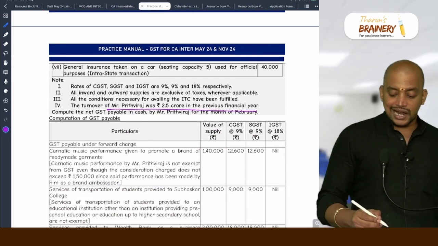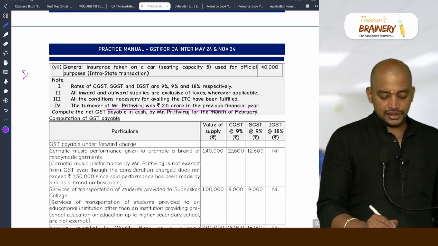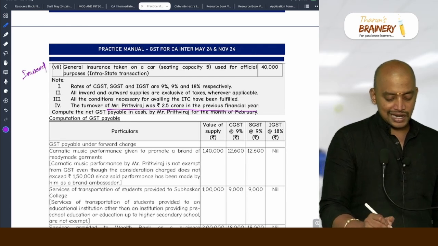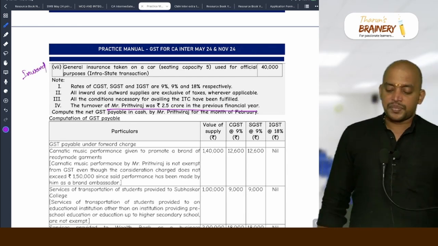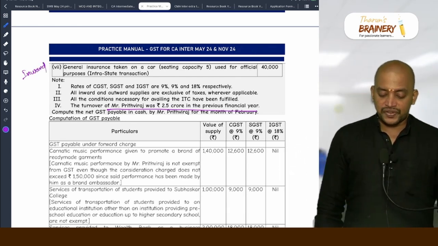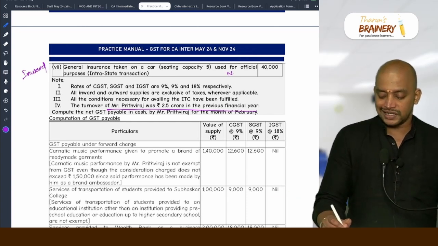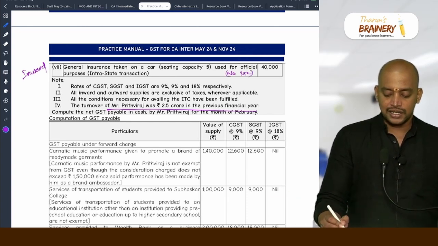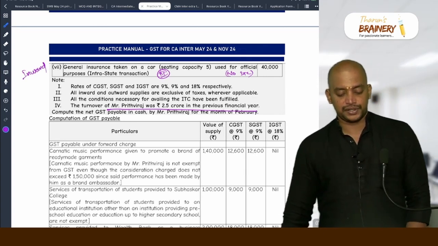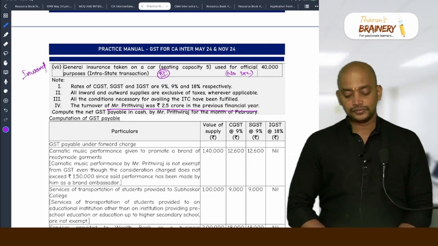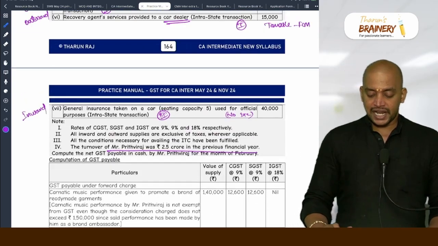General insurance taken on a car, inward. Seating capacity 5 means it does not exceed 13. Used for official purpose, no ITC, blocked credit. So, it will come in statement 3, but you cannot take ITC with respect to that. Clear? Now we need to take statement 1.